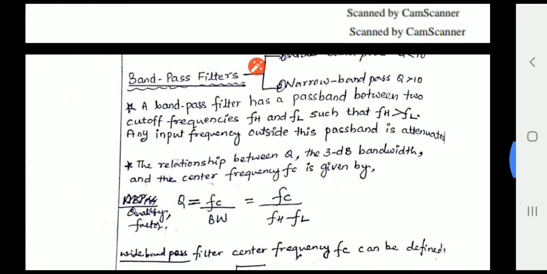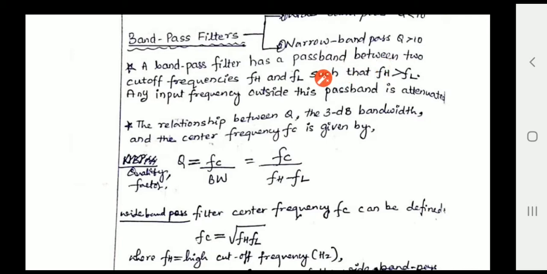A band pass filter has a pass band between the two cutoff frequencies, FH and FL, such that FH should be greater than FL. It's a kind of filter that allows only those frequency components which lie between FH and FL. So frequency components before FL and after FH are eliminated from the circuit.